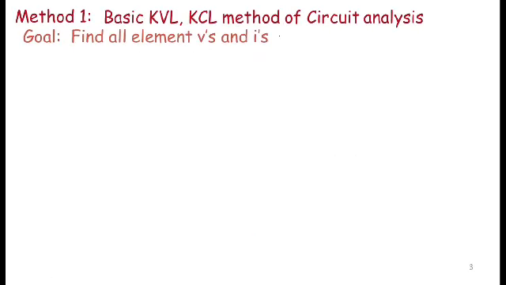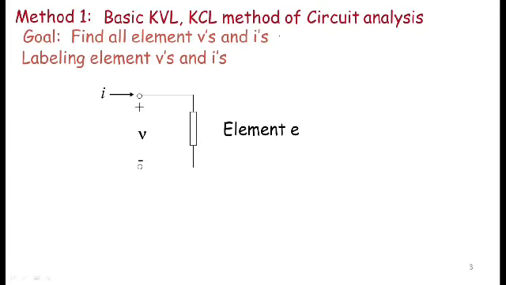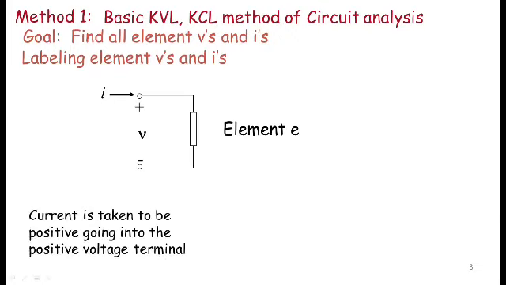So our goal, as I said earlier, was to find all element V's and I's. Now, before we go in and do an example of using the KVL KCL method, I want to spend 30 seconds telling you about a couple of ideas on how to label element V's and I's. So for example, here's an element E in some circuit, and notice it has a V and an I. In general, what we're going to do is follow a little discipline or a little convention in how we assign the voltages and currents.